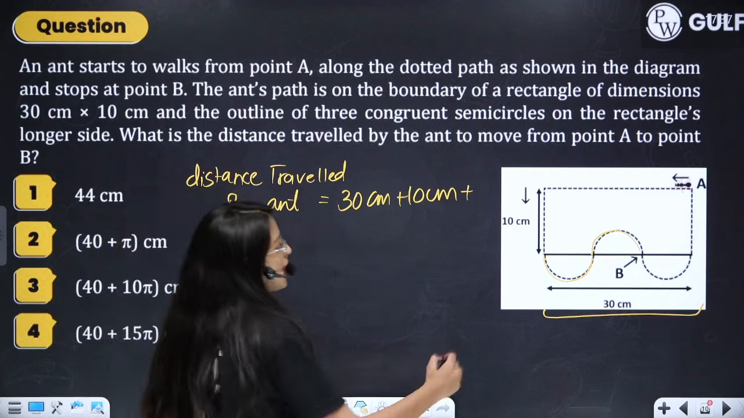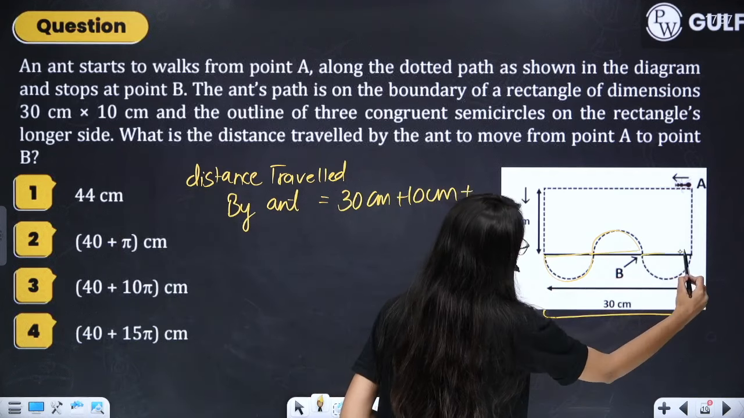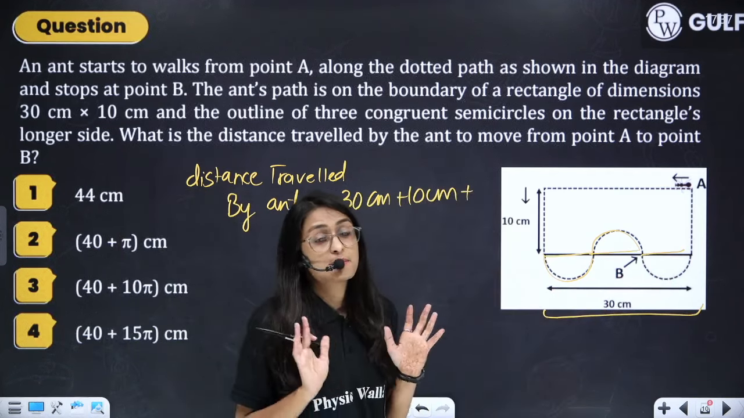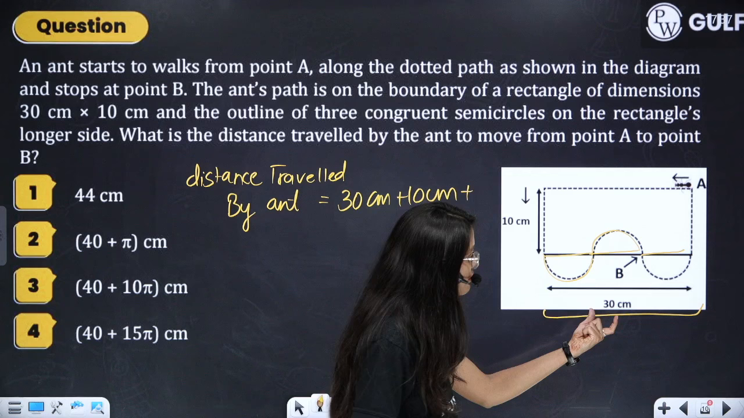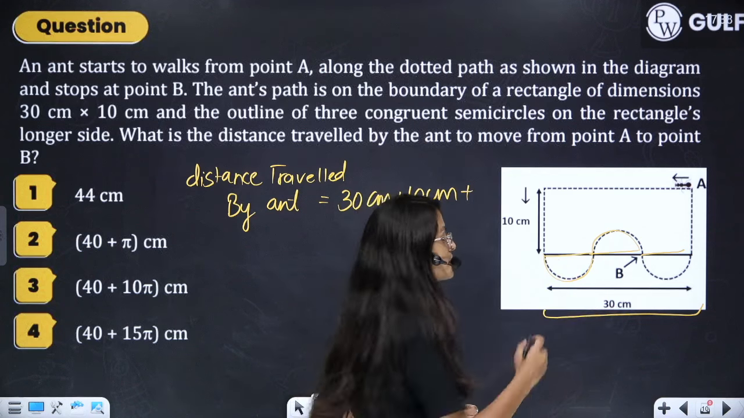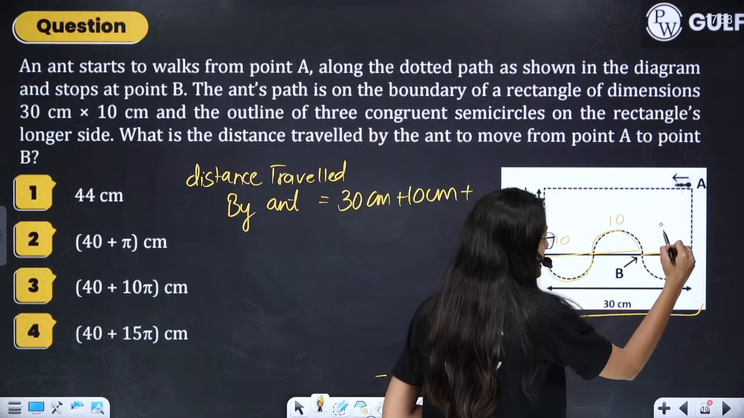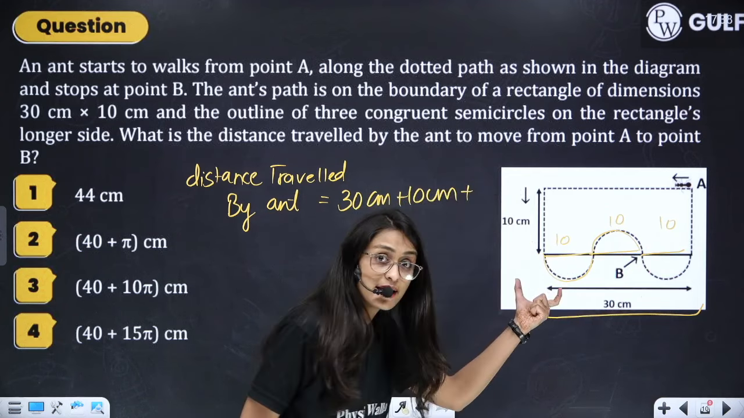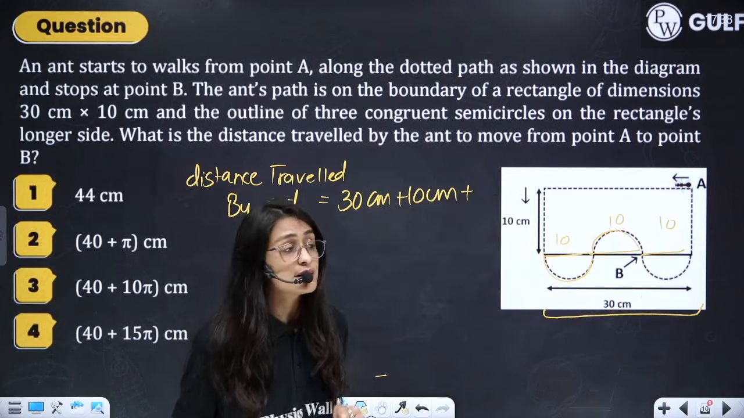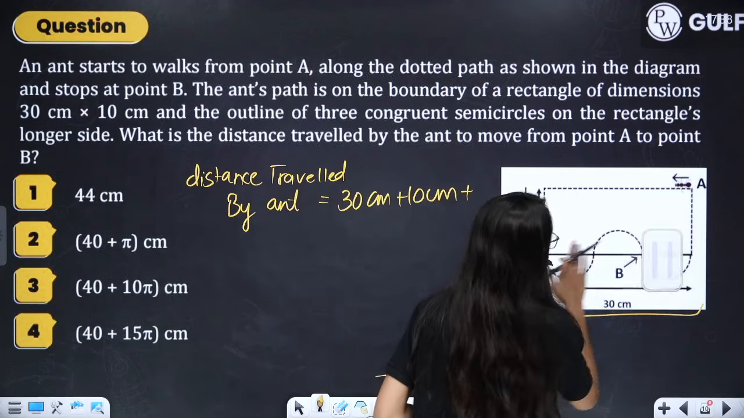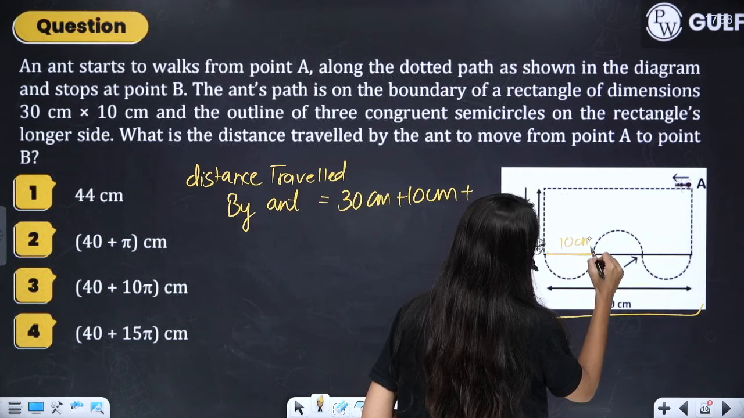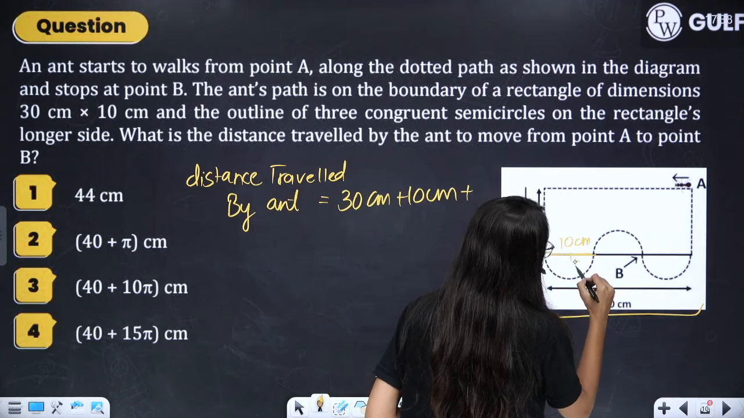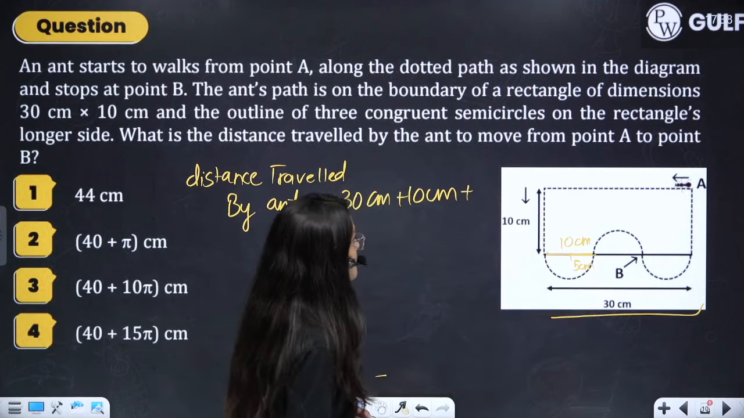That means the diameters would also be equal. If the diameters are equal, that means the radii are also equal. And how to find the diameter? If I divide this 30 into 3 equal parts, that would give me 10, 10 and 10. Now 10 is the diameter. So what would be the radius? Here the radius would be 5 centimeters, since the full length is 10 centimeters.